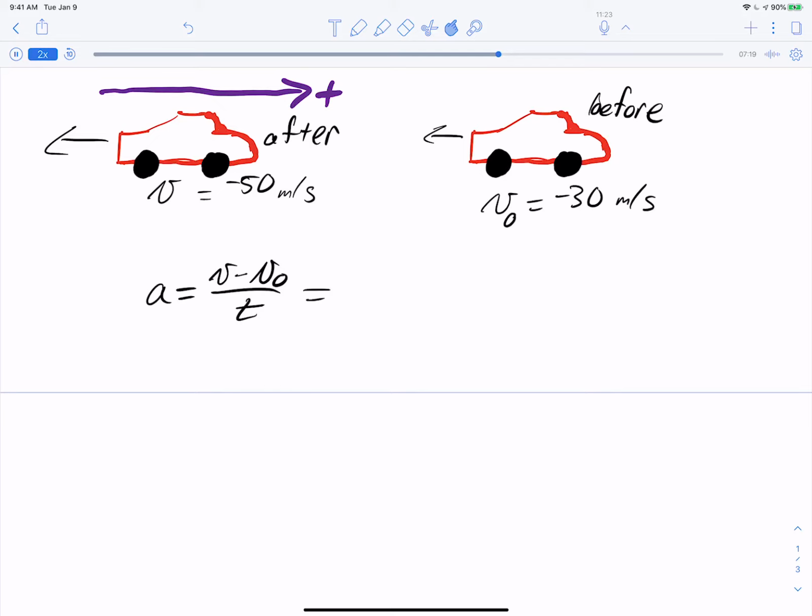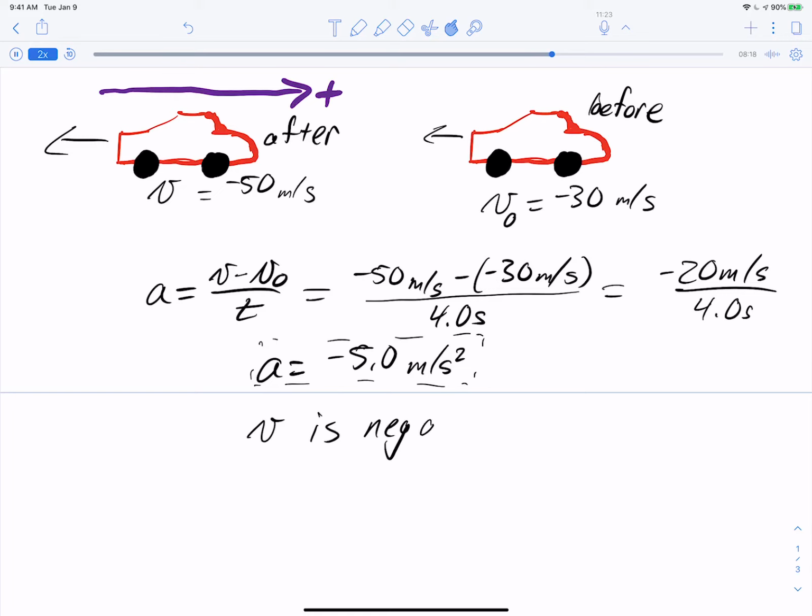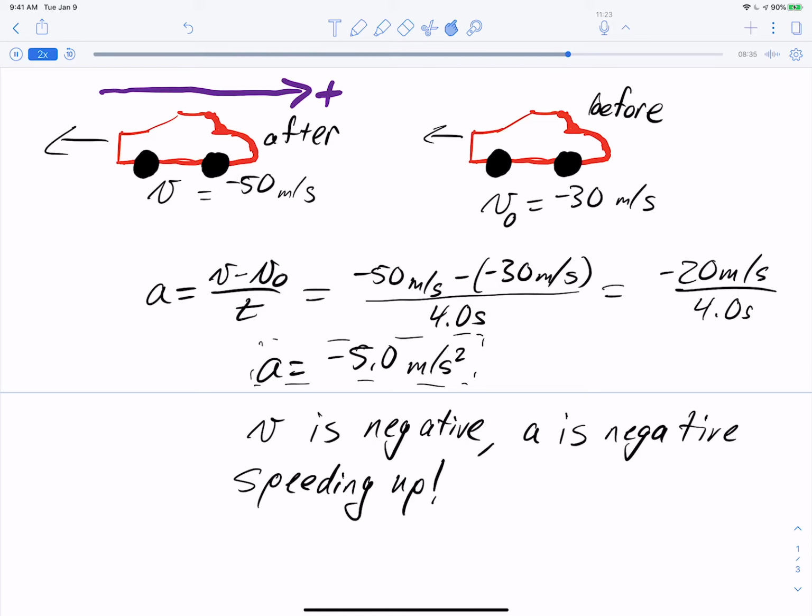And that's going to give me, so v is negative 50. Now I have to be careful here working with negative numbers. So negative 50 minus a negative 30 meters per second. And again, we're using the same time for all of these, so 4 seconds. Negative 50 minus a negative 30 is the same as negative 50 plus 30. That gives me negative 20 meters per second divided by 4.0 seconds. And that gives me an acceleration that is negative 5.0 meters per second squared. So that's the value. And I have v is negative, a is negative. So that's still speeding up because they have the same sign. So that's speeding up with a negative acceleration. Speeding up even though acceleration is negative.